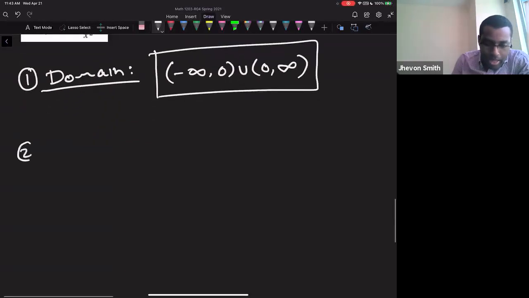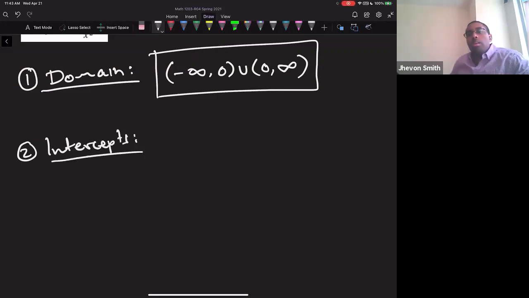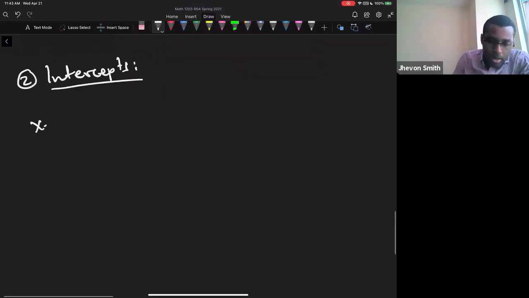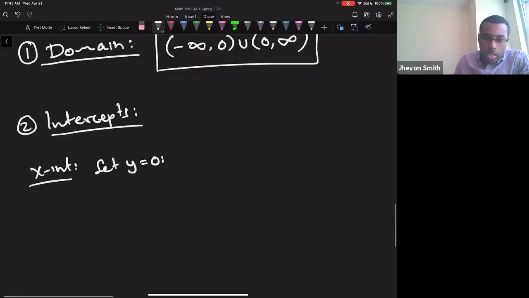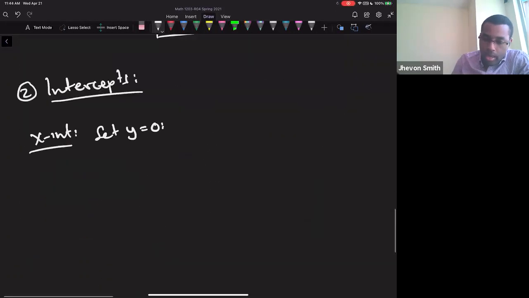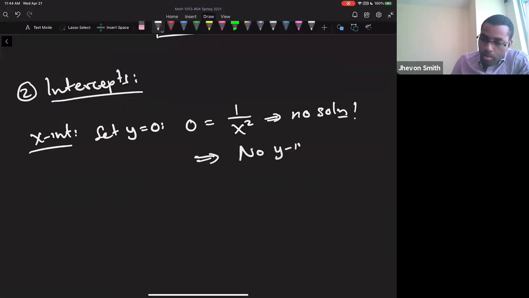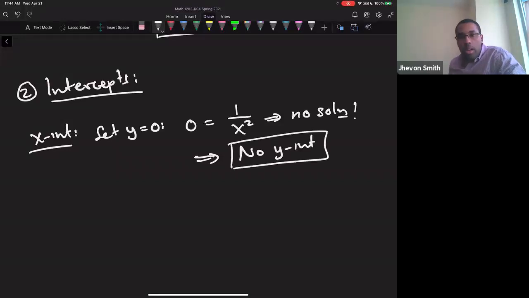Let's move on. The next thing you're going to want to do is find intercepts. So let's talk about the x-intercepts. Remember, for the x-intercepts, you set y equals 0. So if you set y equals 0, you get 0 is equal to 1 over x squared. You'll realize this has no solution. So this means no x-intercept. We know it has no solution because it's a fraction. A fraction can only be 0 if the numerator is 0, and the numerator here is 1. So it will never be 0.